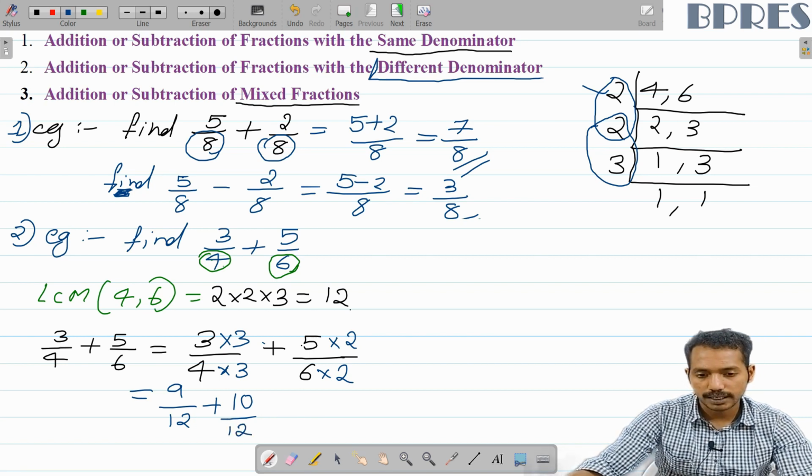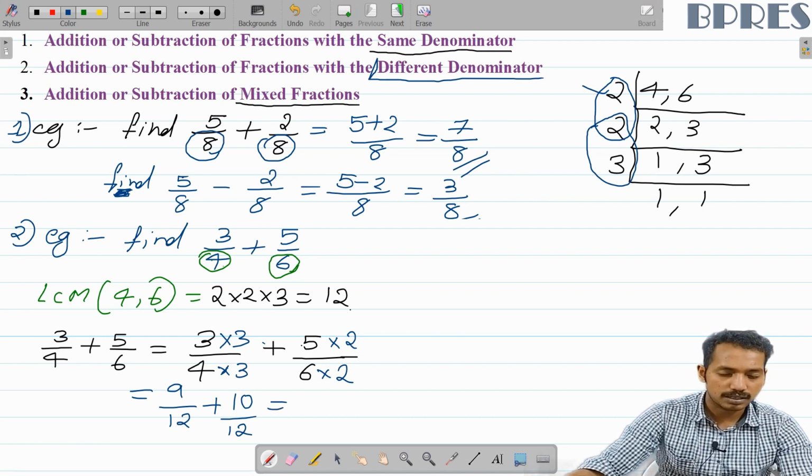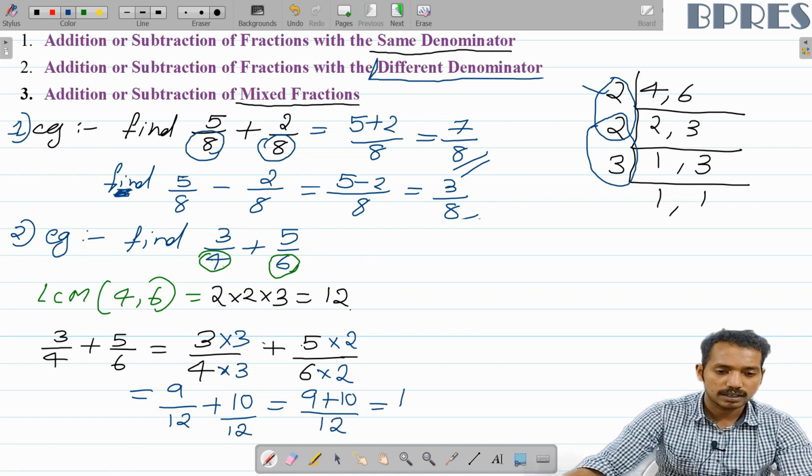Clear? Now we have two fractions with the same denominator, that means like fractions. We already know that in case of like fractions, just add the numerators, that is 9 plus 10, and keep the same denominator. So what do you get? 9 plus 10 is 19 divided by 12. So this is the answer.